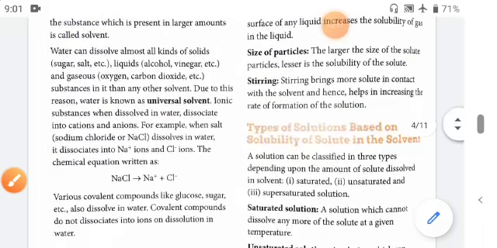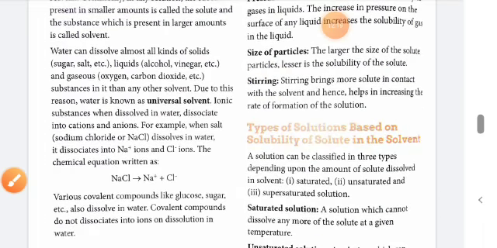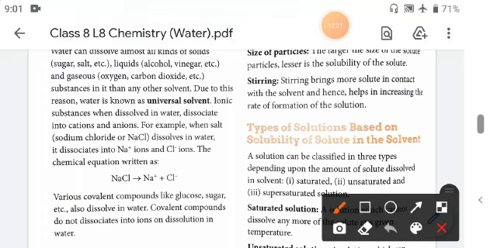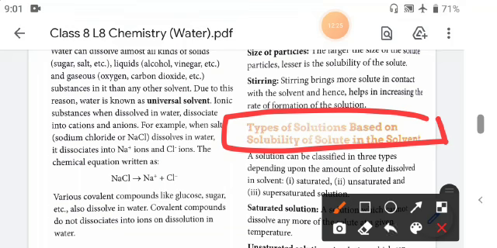Okay, that's all for today. In our next session we will study types of solutions based on solubility of solute in the solvent.